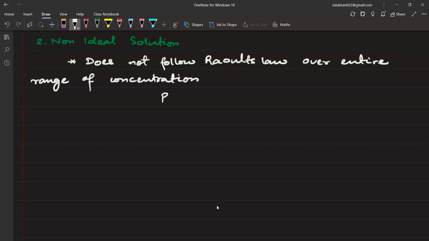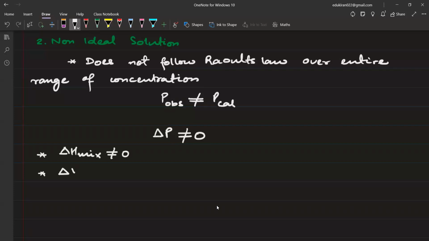So obviously, the P that is observed in the device will not be equal to the P that is calculated using Raoult's law. And that is why delta P, that means the pressure after mixing and before mixing, will not be equal to 0. So from here you can write a few characteristics. First of all, about delta H mix. Very easy to remember things. Delta H mix will not be equal to 0. Second, delta V mix will not be equal to 0.